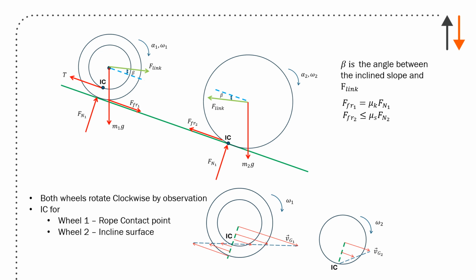Force of friction Fr1 is mu k Fn1. Fr2 is less than or equal to mu sub s Fn2. There we go. Kinematics, those show you the instantaneous centers at the 2 points. So this is wheel 1 right here, and that's wheel 2.